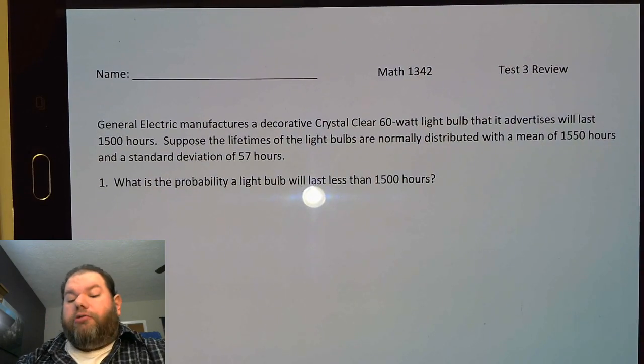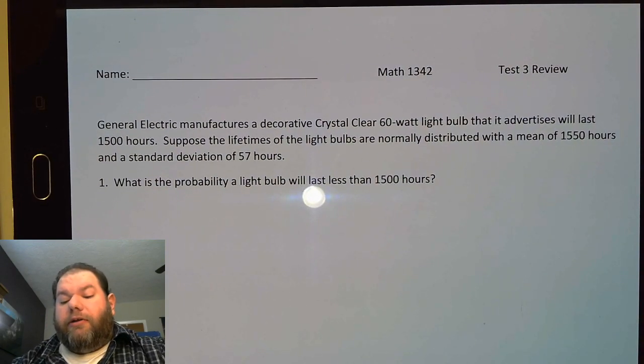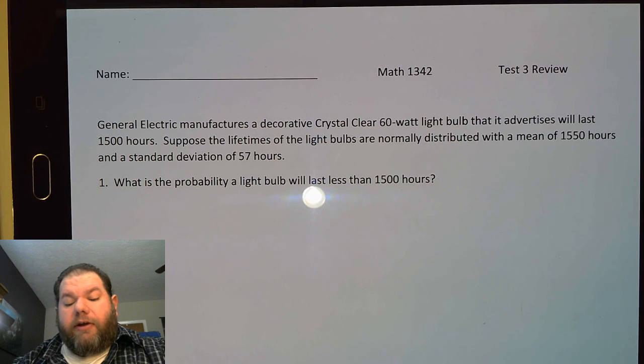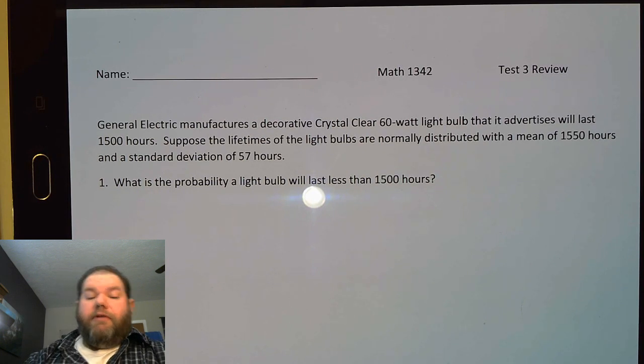Problem 1. General Electric manufactures a decorative, crystal clear 60-watt light bulb that it advertises will last 1,500 hours. Suppose the lifetimes of the bulbs are normally distributed with a mean of 1,550 hours and a standard deviation of 57 hours. So what is the probability that a light bulb will last less than 1,500 hours?